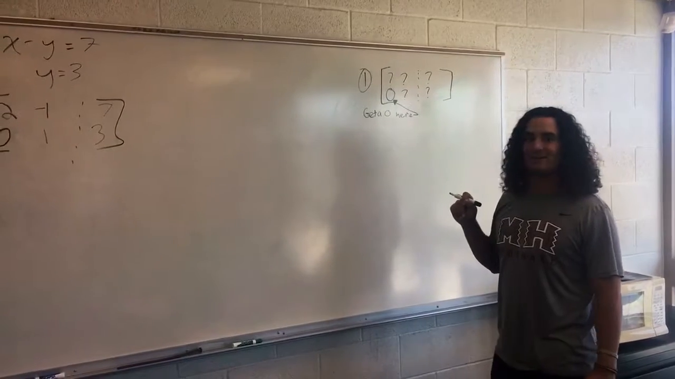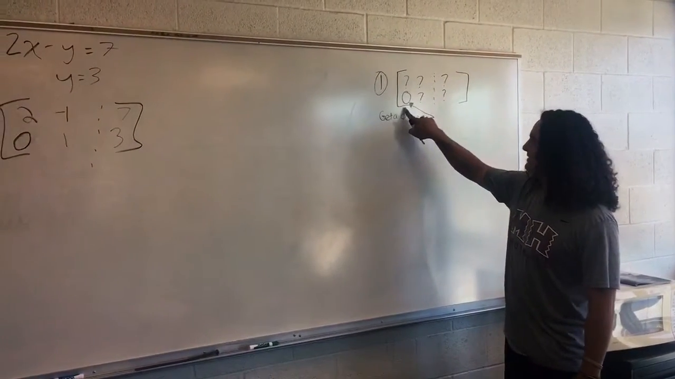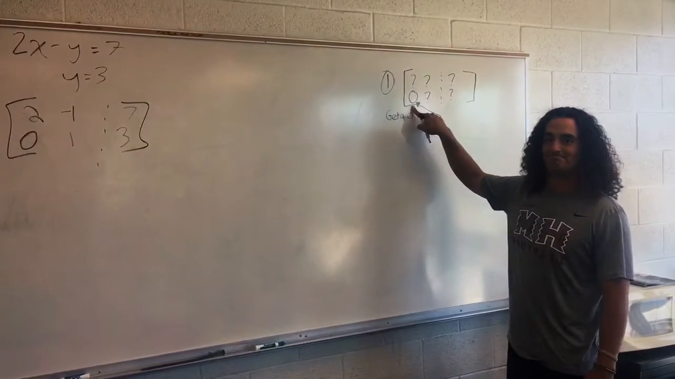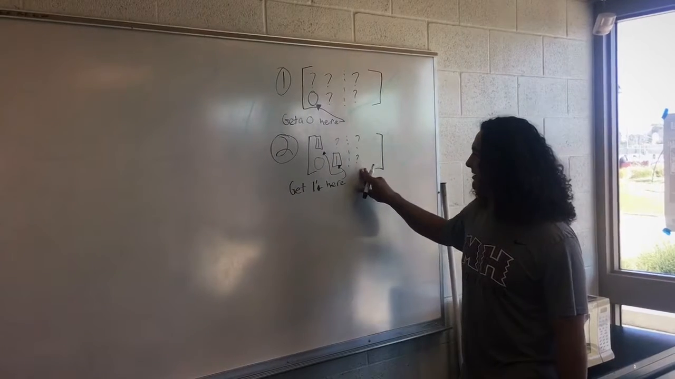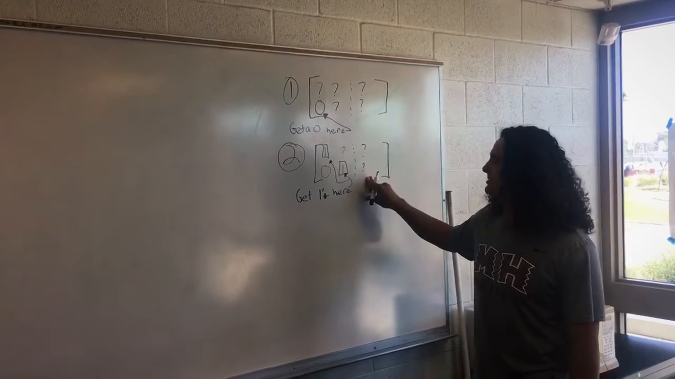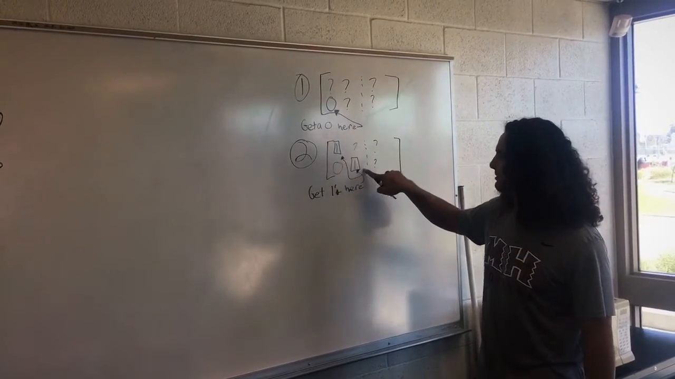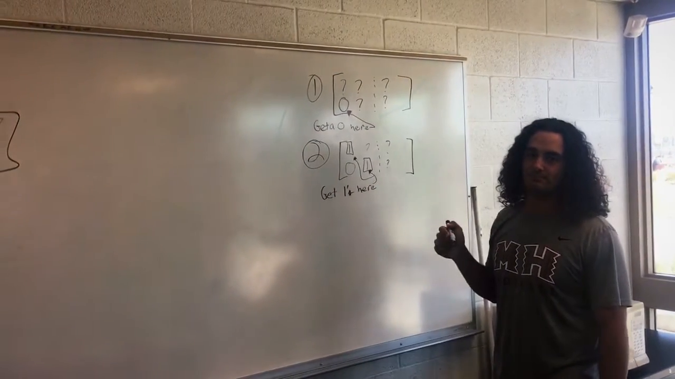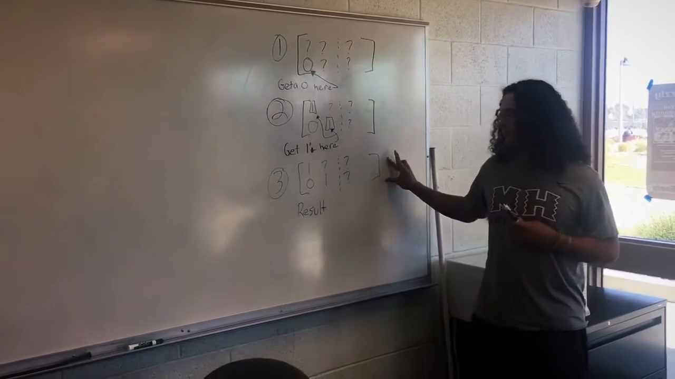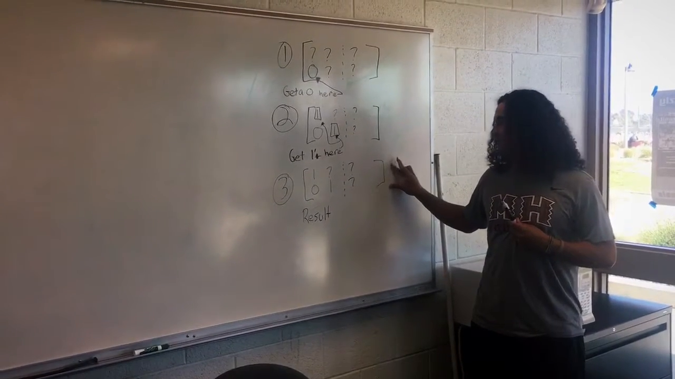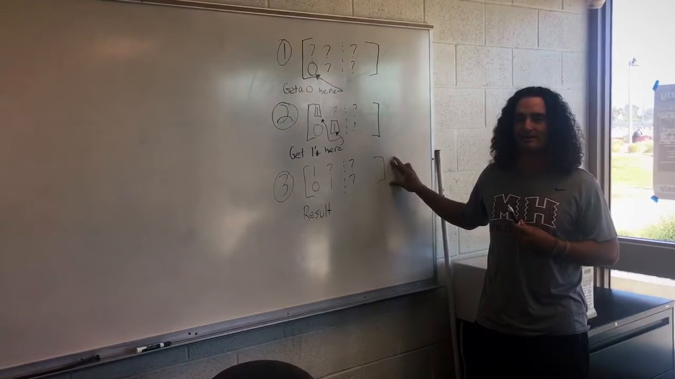Our first step in solving with Gaussian elimination is to get a 0 into this spot right here. The next part in solving a system of equations using Gaussian elimination is to get 1s into these two spots right here. And finally, this is our result and what would be our finished product of solving using Gaussian elimination.